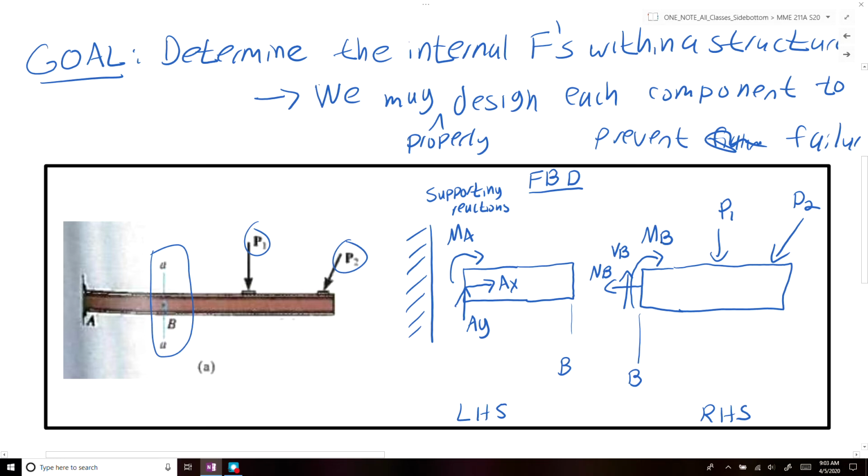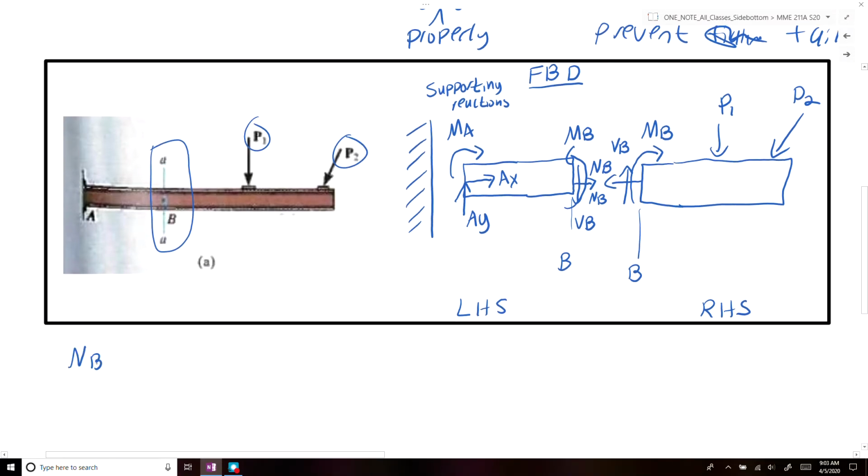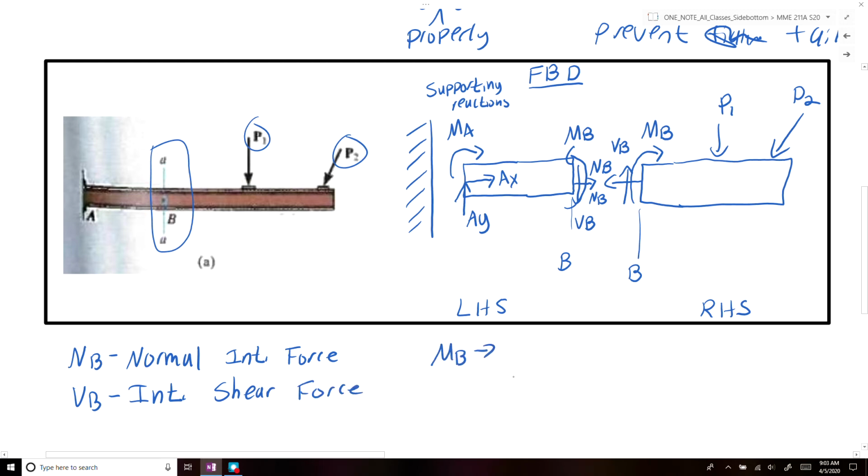Alright, and then on the left hand side of the diagram we're going to have equal and opposite forces. So we'll have NB again, we will have VB, and we will have MB. Again, NB is the normal internal force. VB is the internal shear force. And MB is the internal couple moment. It's also often labeled as a bending moment. So if you hear the word internal bending moment, it means the internal couple moment.